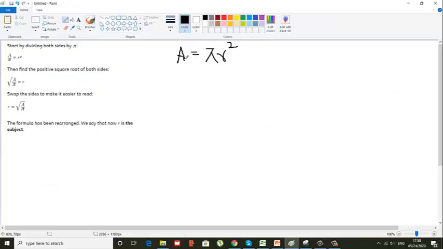Our formula is A equal to pi r squared. So with the pi on the right hand side, I can't make r the subject. I must move pi to the left hand side. How can I move pi to the left hand side? Since pi is multiplied by r squared, in order to get rid of pi, I must divide the right hand side by pi.